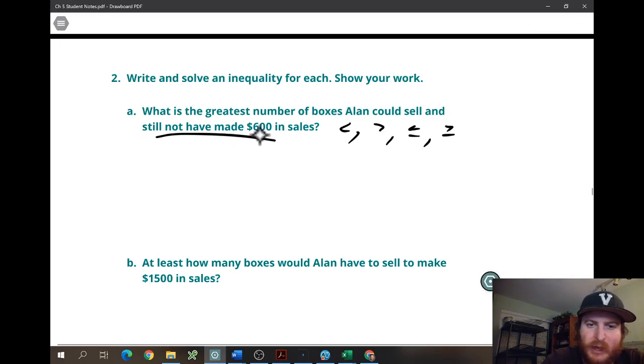If he still had not made $600, so he's not there yet. He's not there yet. That's smaller than $600.